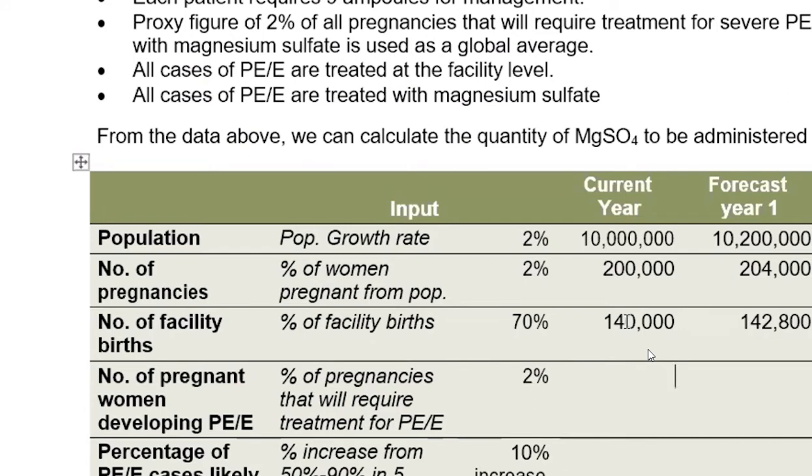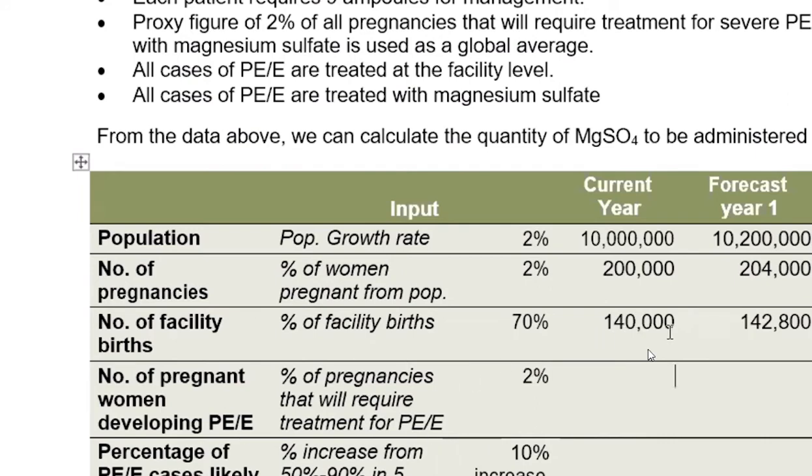I'm clear, sir. That means you did 70% of 200,000, right? Exactly, and 70% of 204,000 and 70% of 208,000. Thank you, sir. That's why I wanted to clear it. Yes, I'm clear now, sir.